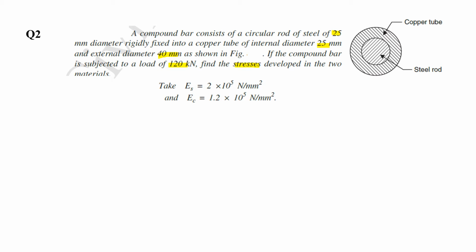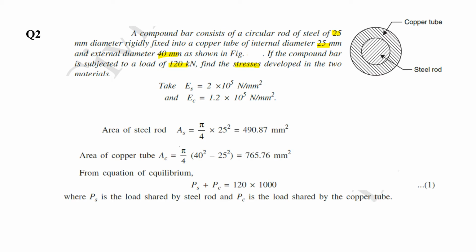First, we can write down the data given. From this, we can find out the area of steel rod, that is pi by 4 into 25 square. Area of copper tube, pi by 4 into 40 is the outer diameter and 25 is the inner diameter. So it is pi by 4 into 40 square minus 25 square. Then now we can write the equilibrium equation.